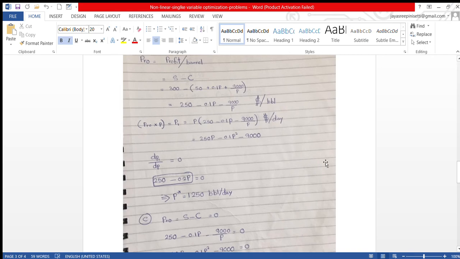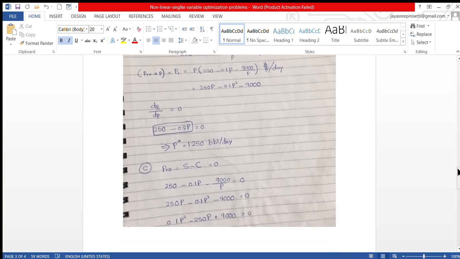You can check this. To check it, you have to do the second derivative, d squared profit over dP squared. What will it become here? It will be minus 0.2, which is negative, so this is the maximum production per day.